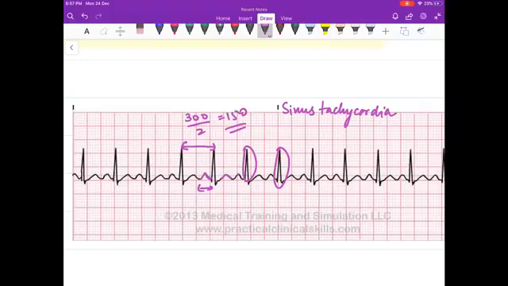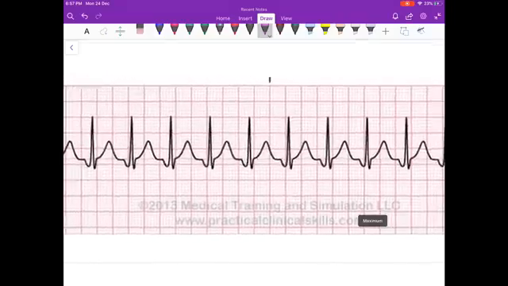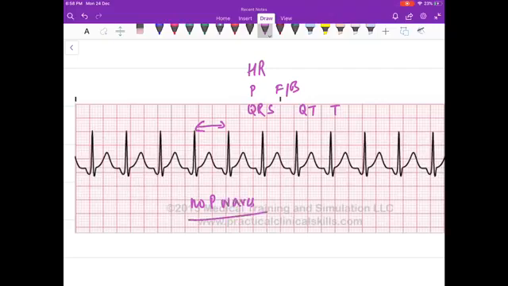Okay friends, so now moving on to the next ECG. Try to identify this ECG. First you calculate the heart rate. Again the same steps: calculate the heart rate, then see the P waves, whether each is followed by a QRS complex, then you see the QRS complex, then QT interval, then T waves. By now you must have got the answer. There are no P waves in this ECG, so the answer is paroxysmal supraventricular tachycardia.